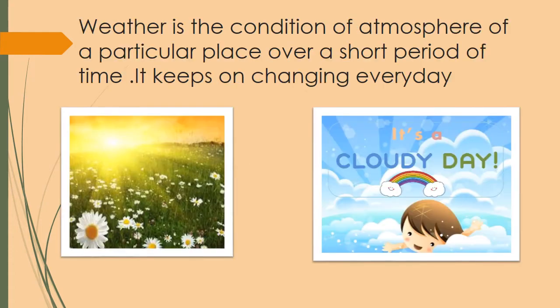We will cover this chapter under three subheadings: weather, climate, heat zones and the factors that affect the weather and climate. Now, what do you mean by weather? Weather is the condition of the atmosphere of a particular place over a short period of time. It keeps on changing every day. Weather shows short-term conditions of the atmosphere. How our weather conditions are, how our atmosphere is, it tells us weather.